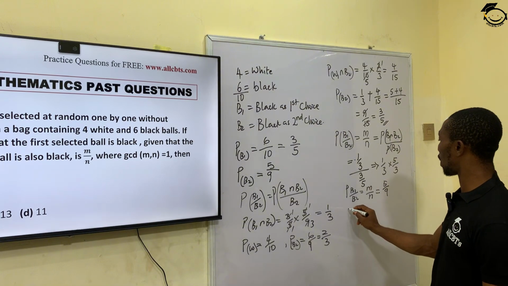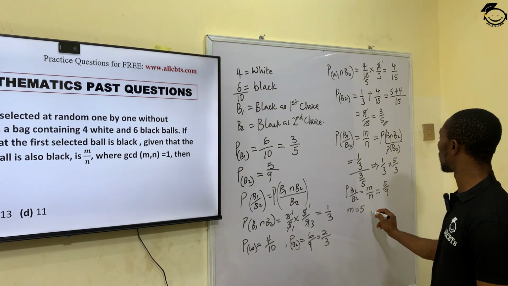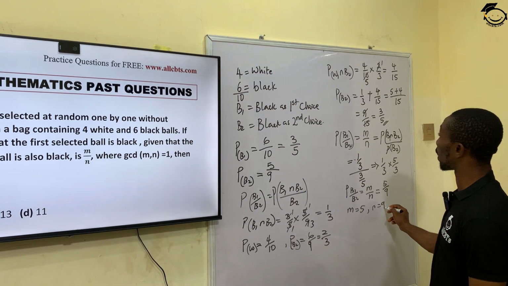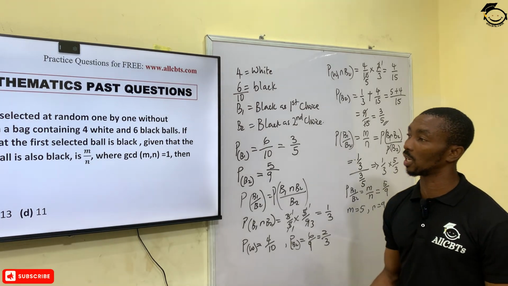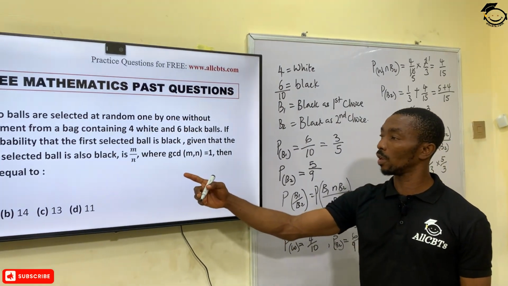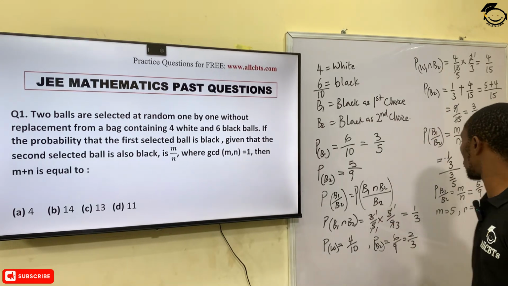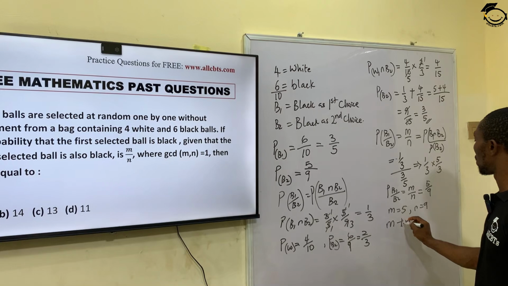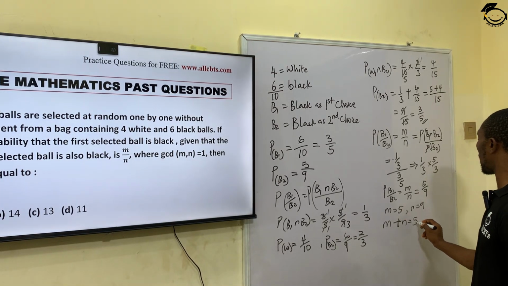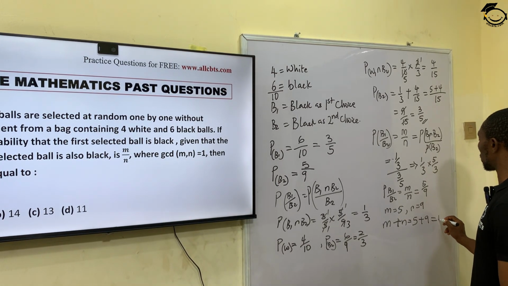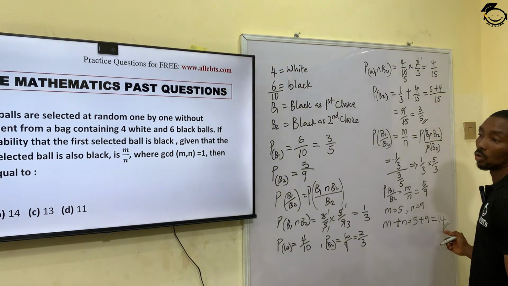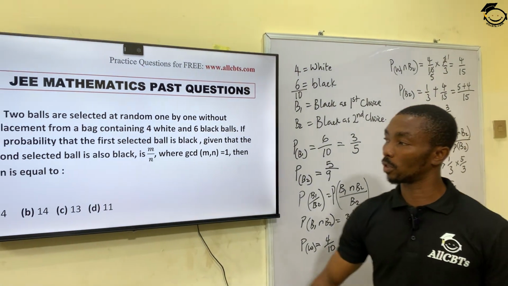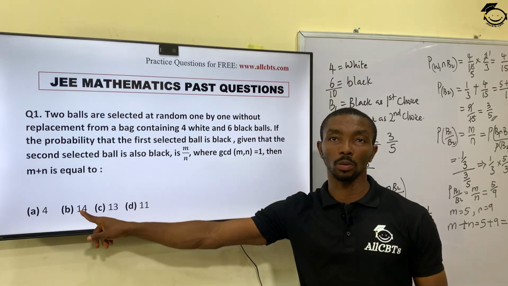And here, our m equals 5 and n equals 9. So back to our question that says, find the sum of m plus n. Our m plus n would be 5 plus 9, which is 14. So our answer would be 14, which is option B.